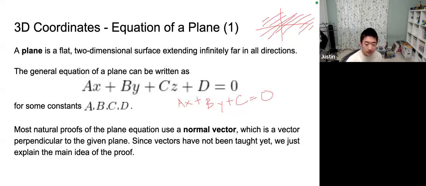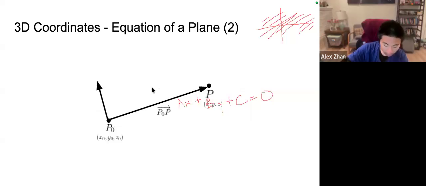Most natural proofs of this use a normal vector, which is defined as a vector perpendicular to the given plane. And since we haven't covered vectors in this class yet, we'll just explain the main idea, and you can review later if you want to. Now let's go on to the next.